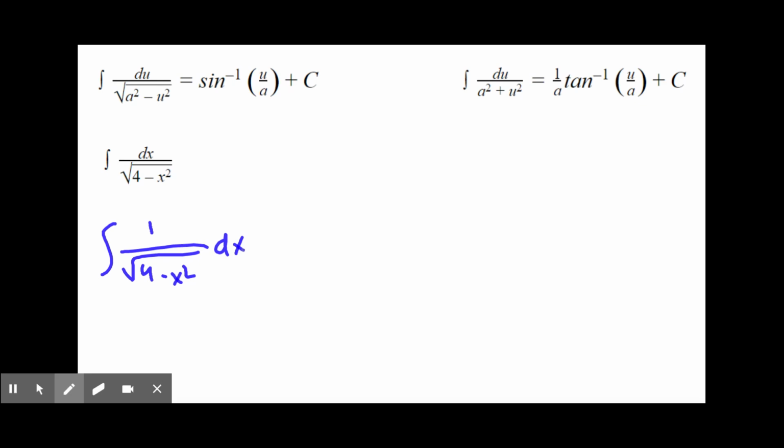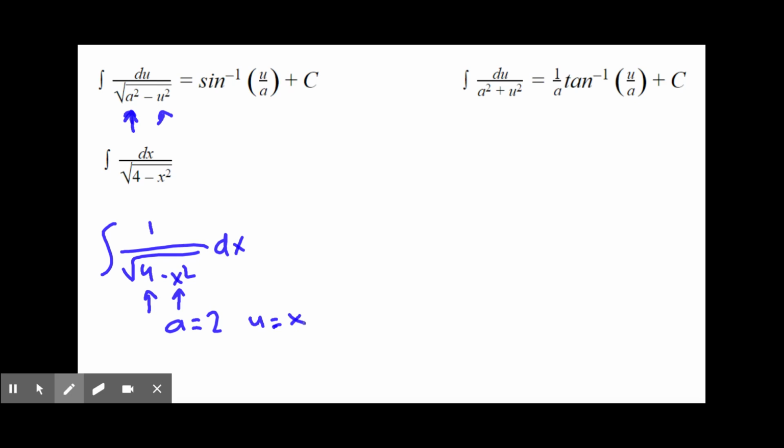So the first order of business is to identify the a and the u. The 4 right here is in the spot where a squared is. So that means that a is equal to 2, since 2 squared would be 4. If I put 2 in for a right here and square it, it would become 4. And the x squared is in the spot where u squared is, so that means that u is equal to x.